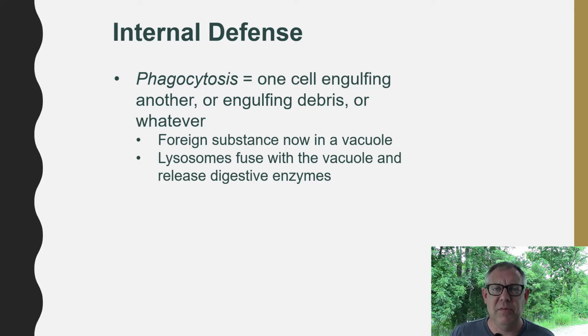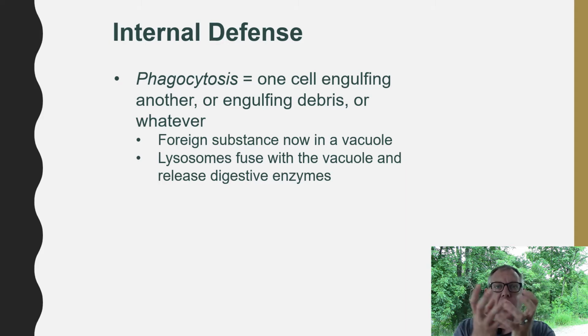And we've talked about this before. That's one cell engulfing another and then digesting it. And so it's either a cell that's engulfing another cell, or maybe it's some debris, maybe it's part of a cell that's died, or maybe it's, in this example, the other cell is a bacterium or a foreign invader. It's something that gets engulfed, surrounded by a cell, and the substance that's engulfed is now in a vacuole, right?